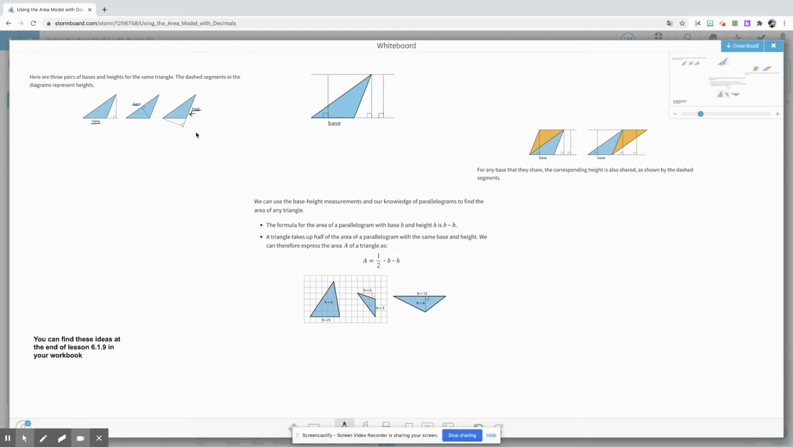The thing about a base is, though, it always needs to be perpendicular to the height, which means you might have to extend the line to create your height, just like this one here. With this one, we didn't have to do that because we already had a line that was perpendicular, or at a right angle to the triangle.